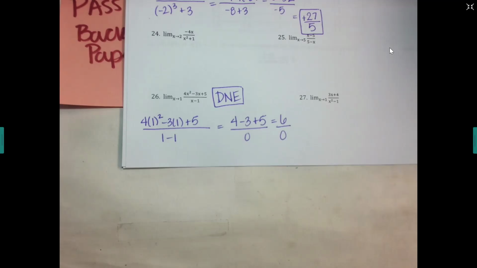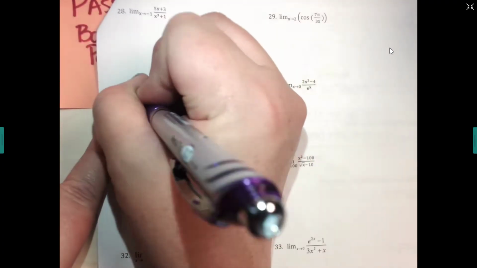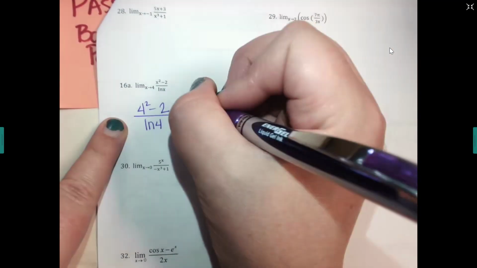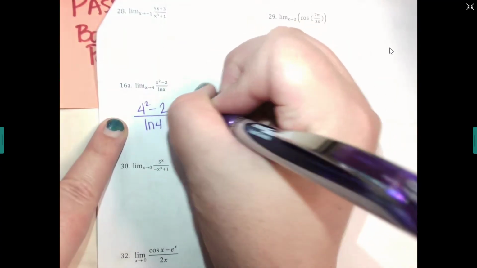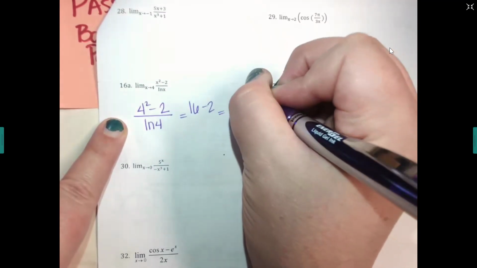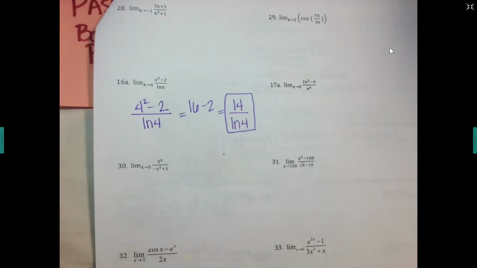Okay, let's do number 16. Plug it in. Oh, and then on this page, I forgot to number it correctly. So sorry that it's a little wild back here. Okay, but this one right here, what are we plugging in? X approach 4, then it'd be 4 squared minus 2 over ln of 4. What's 4 squared? 16 take away 2 would be what? 14 over ln 4. And that's good enough. You don't have to know what the ln of 4 is. Okay, you're just taking the number, plug it in.